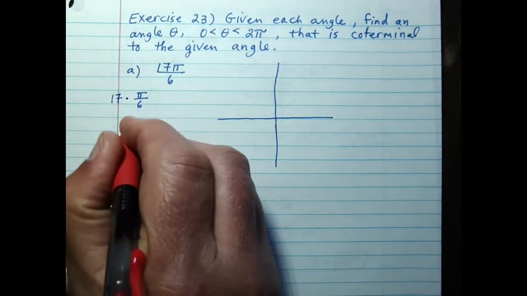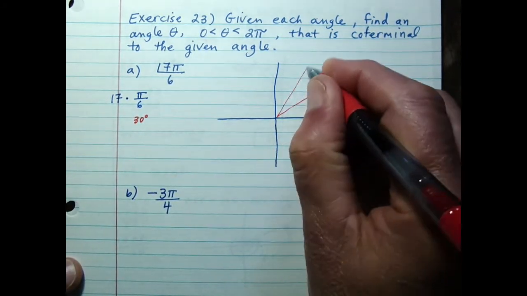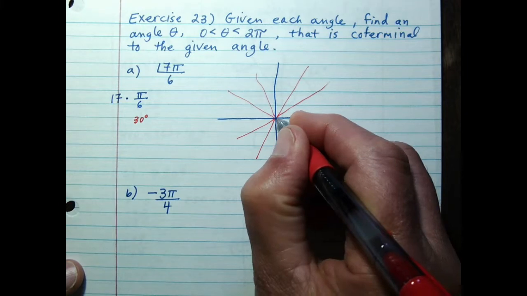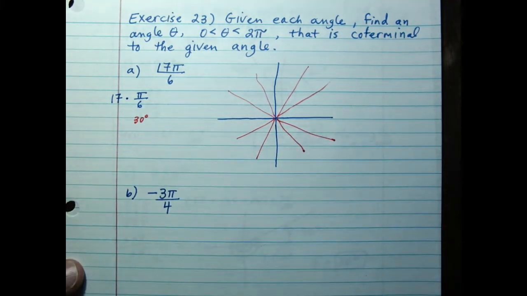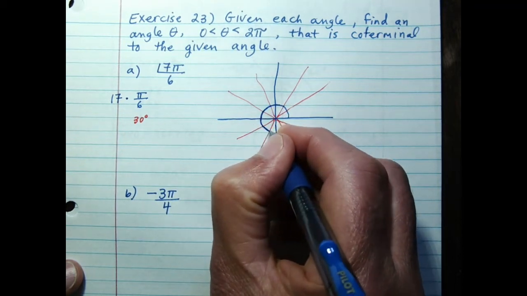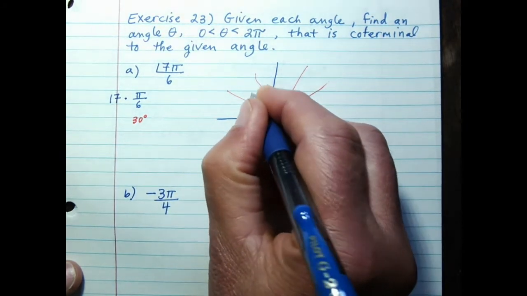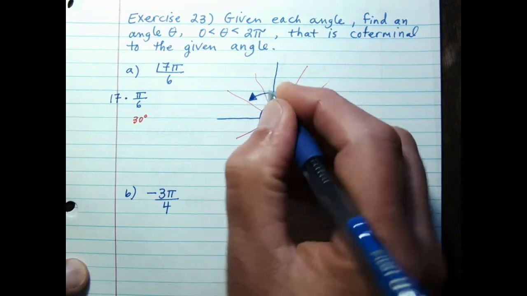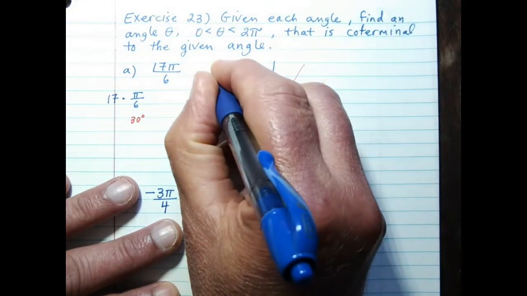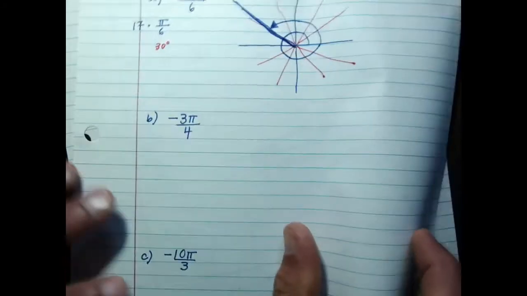And in the back of my mind, I remember that pi over 6 is 30 degrees. So I'm thinking of those multiples of 30 degrees. Each quadrant has 3 copies of 30 degrees. So what is 17 pi over 6? 1, 2, 3, 4, 5, 6, 7, 8, 9, 10, 11, 12, full circle. 13, 14, 15, 16, 17. Pi over 6 is right here. There we go.